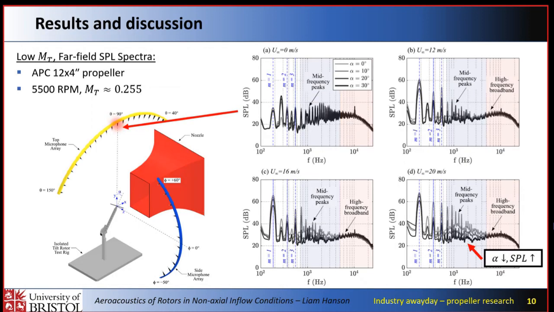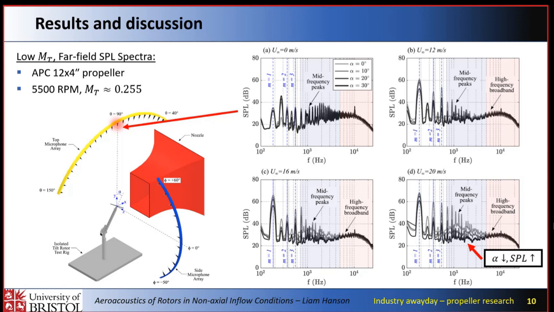To start with the results, this is for a lower tip Mach number case. It's 5,500 RPM, 12-inch propeller. We've got SPL spectra plotted against frequency. It's got that characteristic noise spectra that you saw in NOR's presentation for propellers, dominated in the low frequency range by the blade passing frequency and its harmonics. And then in the higher frequency range, you get more self noise, broadband noise.